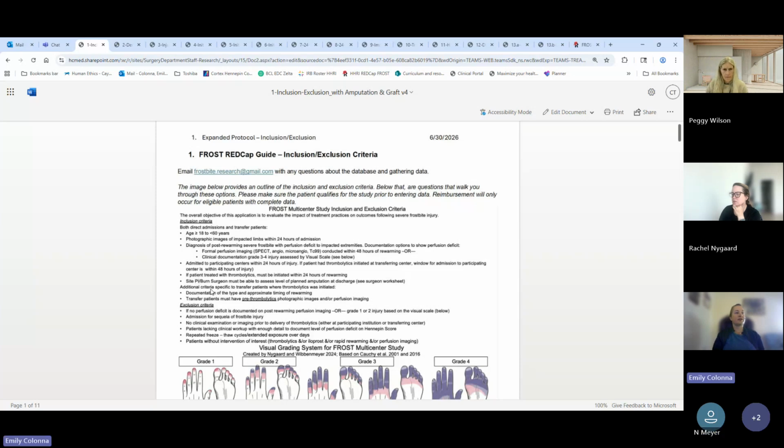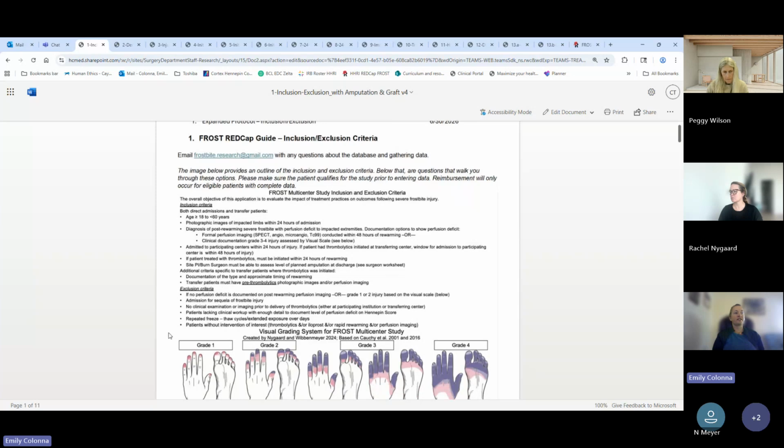Your PI or burn surgeons must be able to assess the level of planned amputation at discharge. There will be a worksheet to fill out. I'll show you in a bit. Additional criteria for transfer patients where thrombolytics are initiated: the documentation of the type and approximate timing of rewarming, and transfer patients must have pre-thrombolytic photographs or perfusion imaging.